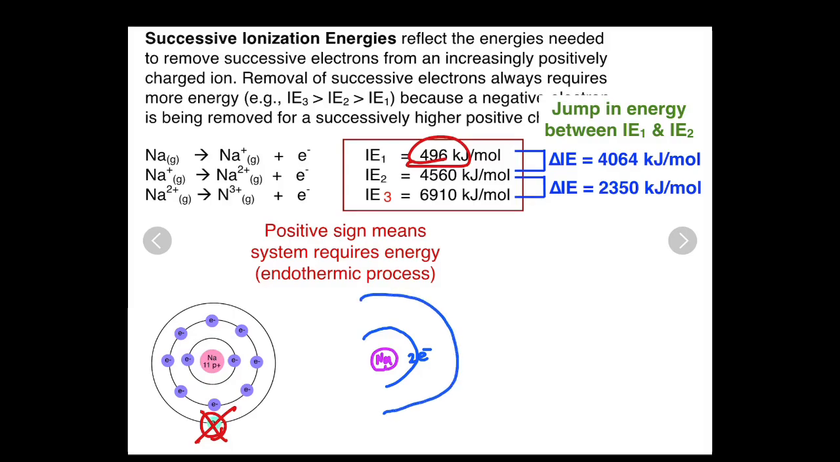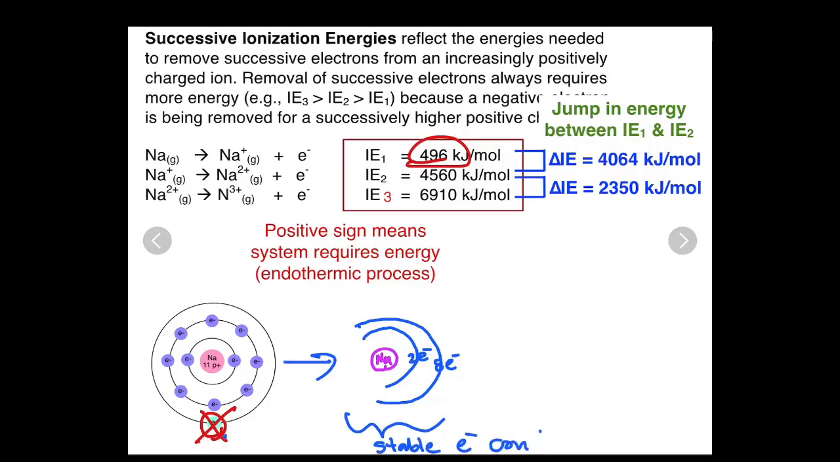Oops, sorry, let me draw a relative size. So you are going to end up with 8 electrons total. Now, remember, the 8-electron outer shell is the same as the noble gas. Therefore, when you remove 1 electron, this is going to become a stable electron configuration, because it's the same number of electrons as the noble gas.